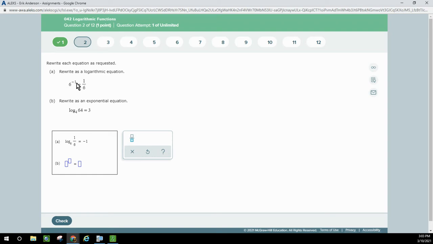Logarithms are the inverse of exponents. The bases are the same. The log equals the exponent, so the log equals negative 1. Log base 6 of 1/6 means 6 to the negative 1 power is 1/6. We take this log base 4 of 64 equals 3. This means that 4 cubed is 64.